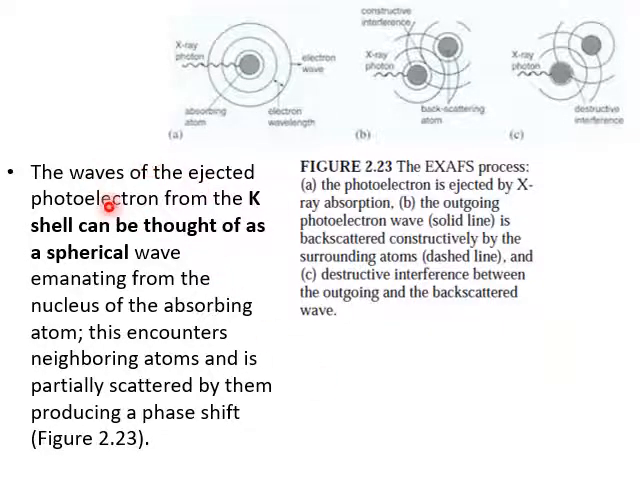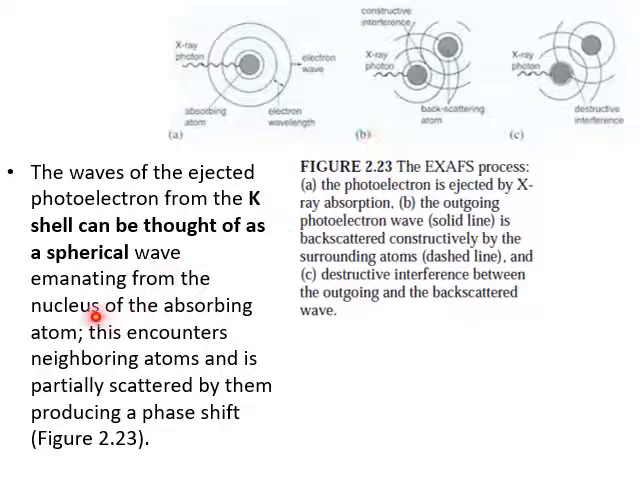The wave of the ejected photoelectron from the K shell can be thought of as spherical waves. So this is the absorbing atom. This atom will absorb the X-ray radiation. An X-ray photon will be absorbed by this atom, and the K shell electron will be ejected from the attraction of the nucleus, and this ejected electron will be in the form of a spherical wave.